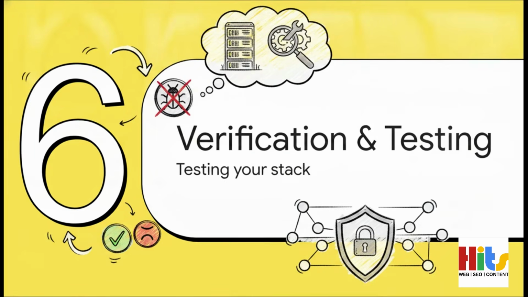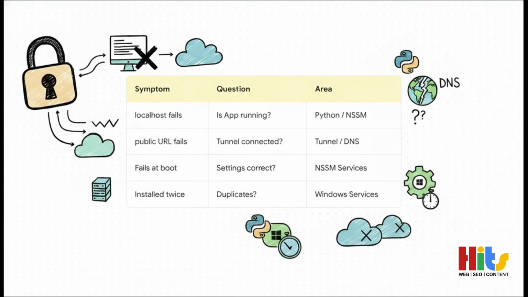Section 6. Verification and Troubleshooting. Testing your deployment stack. Look, things don't always go perfectly on the first try, and knowing how to debug is crucial. If anything goes wrong, we can use this diagnostic matrix to quickly isolate the issue. If localhost 8501 doesn't even open on the PC itself, well, your problem is at the application layer, so check your Python code or your NSSM setup.